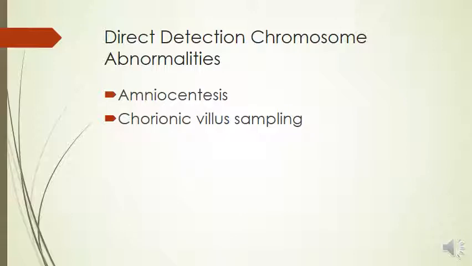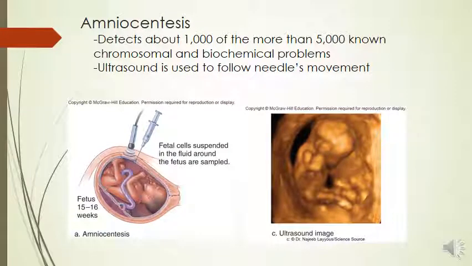Amniocentesis and chorionic villus sampling provide a prenatal diagnosis because they directly detect chromosome abnormalities known to cause specific clinical conditions. Here we see amniocentesis. It detects about 1,000 of the more than 5,000 known chromosomal and biochemical problems. Ultrasound is used to follow the needle's movement.